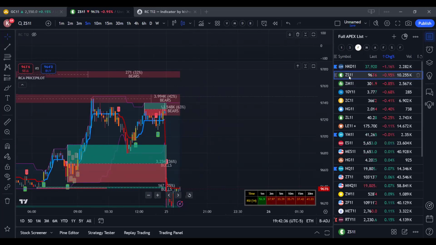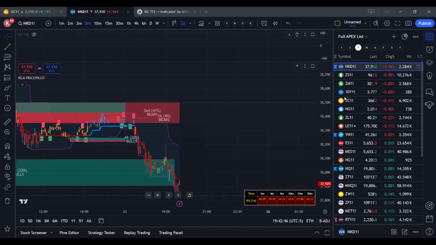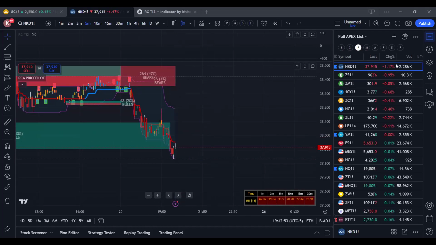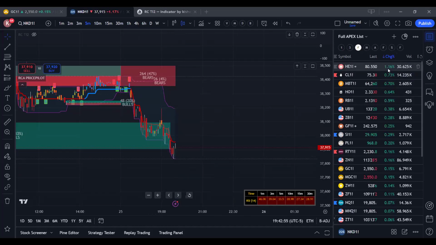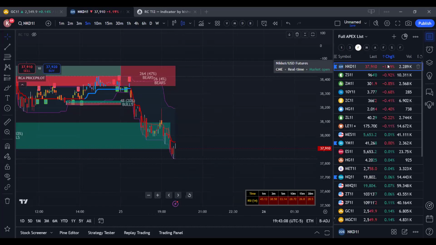Today NKD, ZS, ZM are more bearish, so we can mainly focus on these ones. Whenever they go to a sell order block, that is the best time to go short. For example, if it again goes to the top, you get a sell signal. So you mainly focus on the sell signal on these tickers. You mainly focus on the buy signal on the tickers which are bullish. Bitcoin, Ethereum, crude oil are good for buy signals, whereas for the other ones you will mainly focus on the sell order.